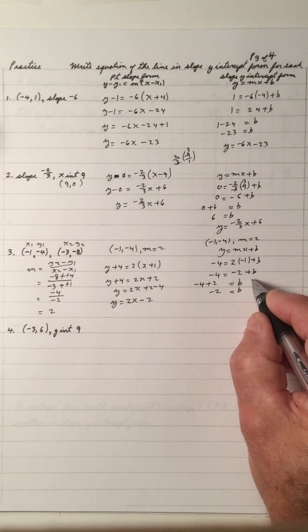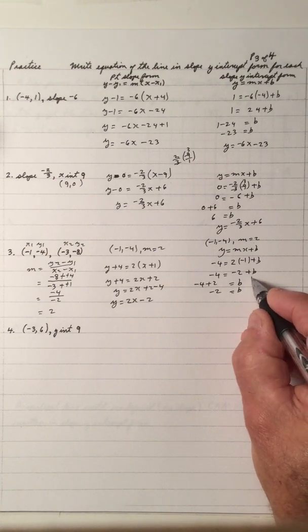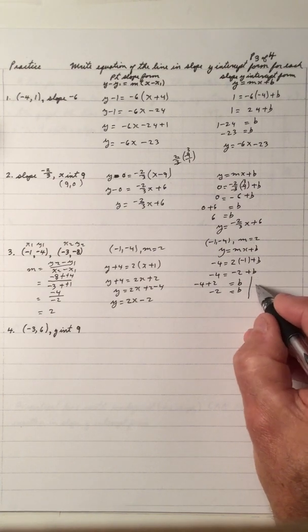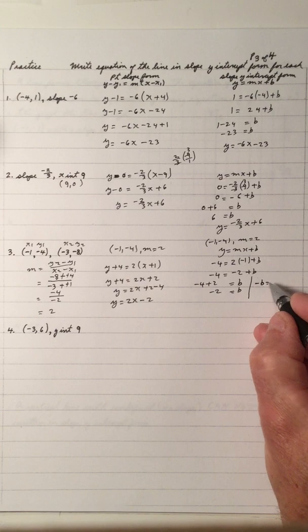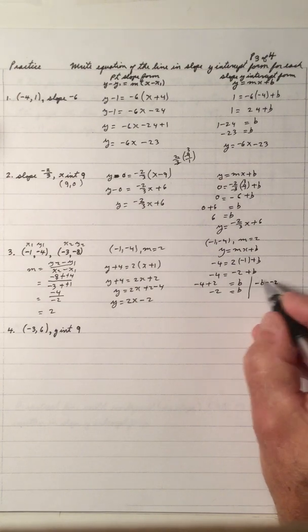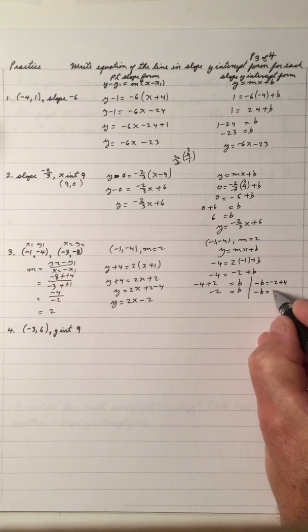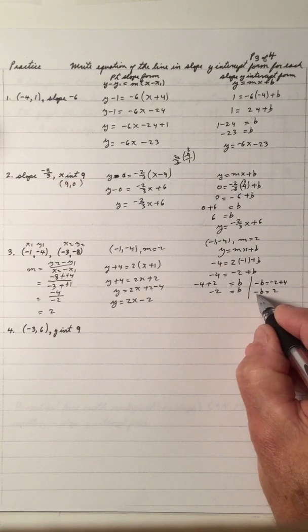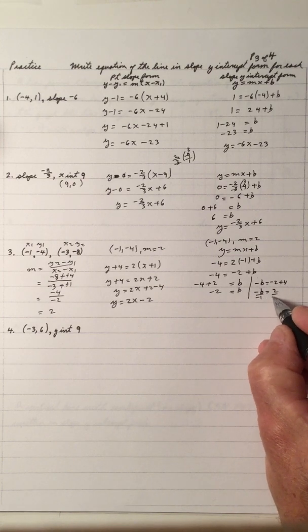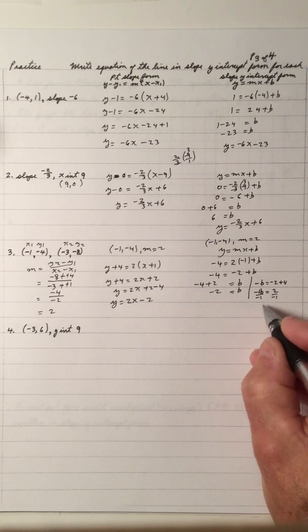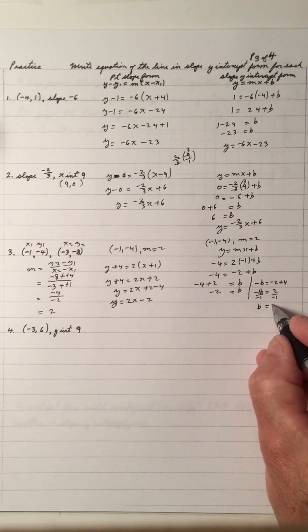So if I move the b to the left side, I get a negative b. Negative 2, move the 4 to the right side to become plus 4. So negative b equals 2. Now I divide by negative 1 on each side, because that's understood to be a 1. So b becomes negative 2.